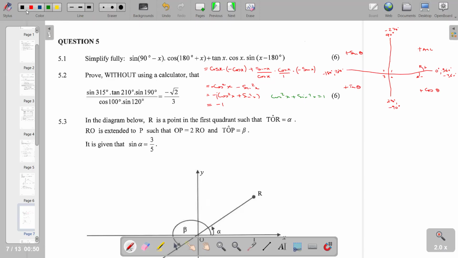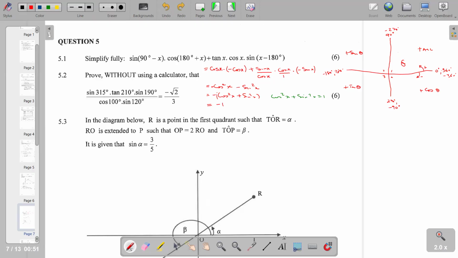Then we go to question 5.2, which is saying prove without using a calculator that... So we are going to ask ourselves, this angle 315 is in which quadrant? As we can see, it's the fourth quadrant. And how do we write an angle in the fourth quadrant? It is 360 minus theta. In the first quadrant, an angle can be written as theta or 180, sorry.